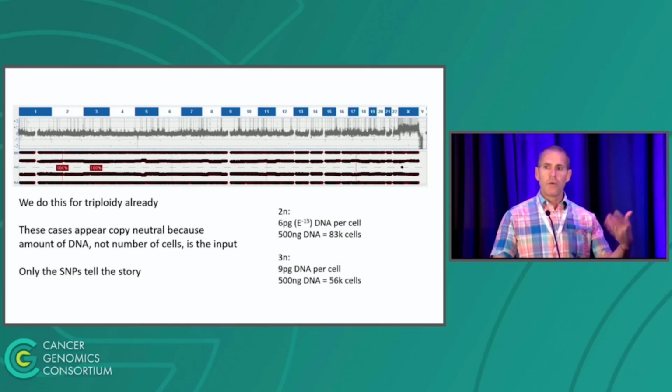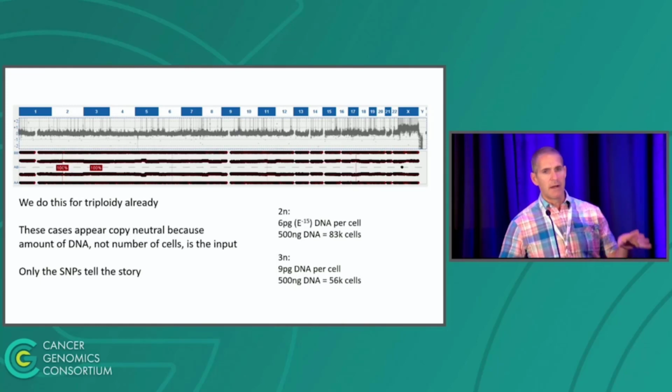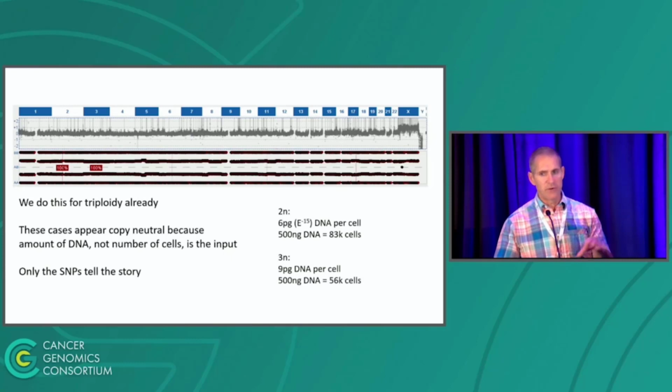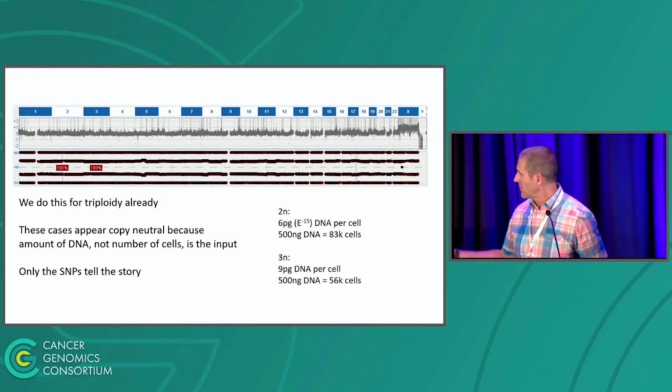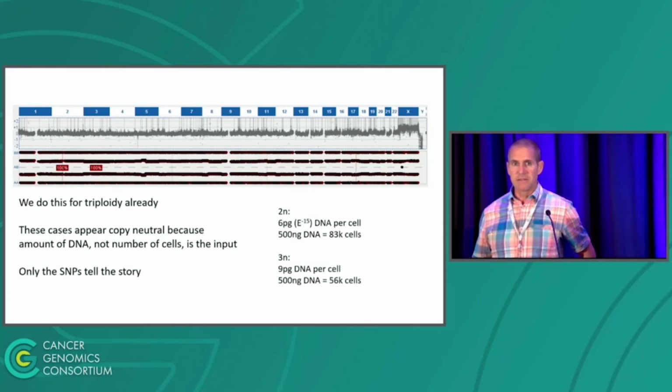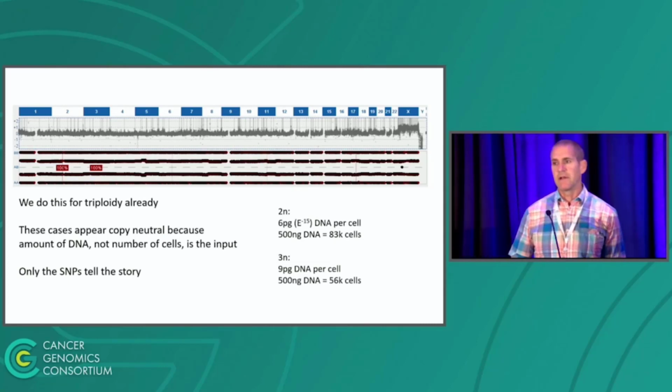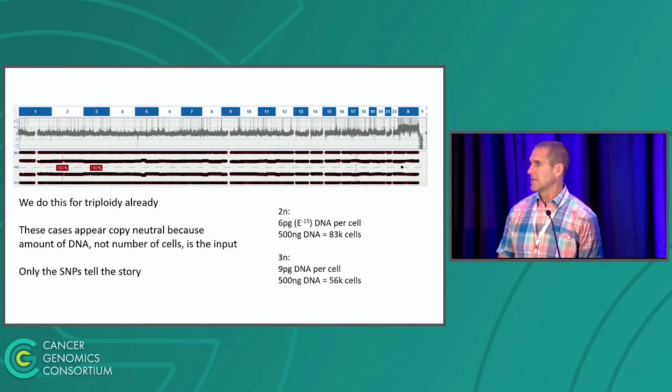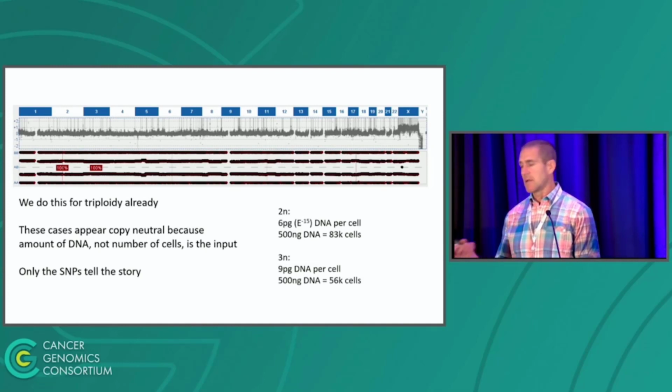So we already do a similar type of calculation when we're looking at triploidy. I'll come back to the neuroblastoma in a second. I.e., we're looking at input DNA versus number of cells. There's a little bit of math here, and ignore it if you want, but the idea is the input is an amount of DNA. So if you have a triploid or tetraploid cell, you're going to use fewer cells to get the same input DNA.